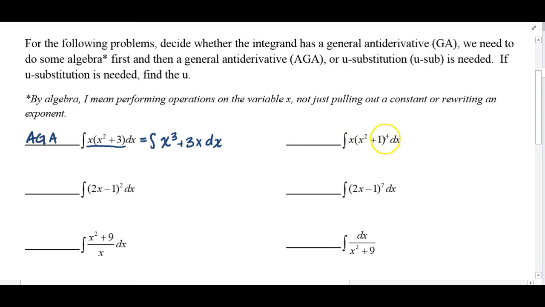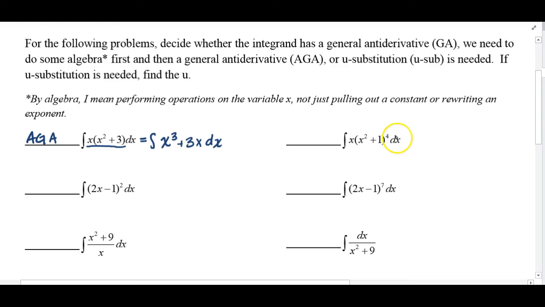Well, because this exponent of 4 is here, I cannot distribute this x in, right? Order of operations, I have to handle exponents first. So I'd have to multiply x squared plus 1 times itself 4 times first before I multiplied in that x. So that's not really worth it.